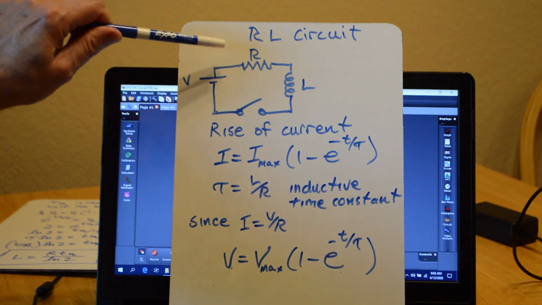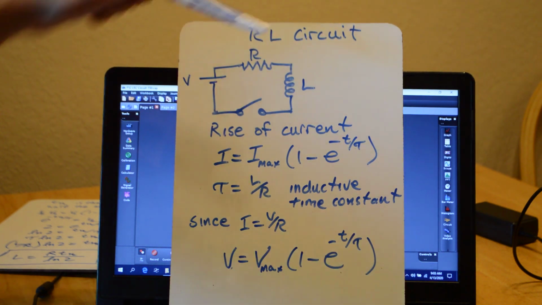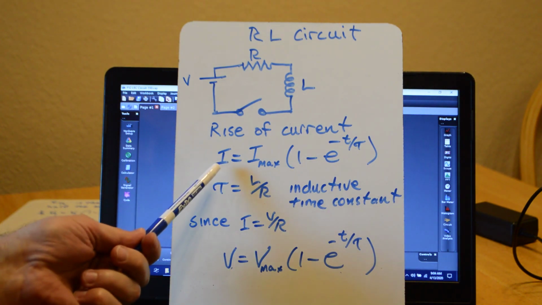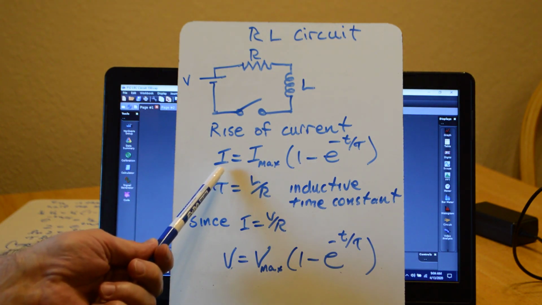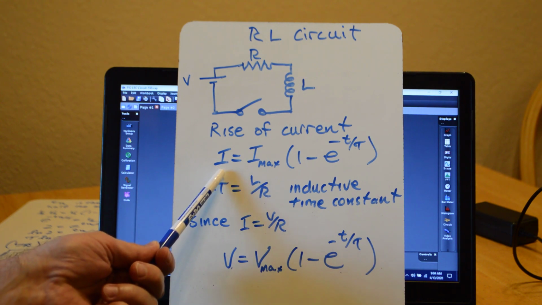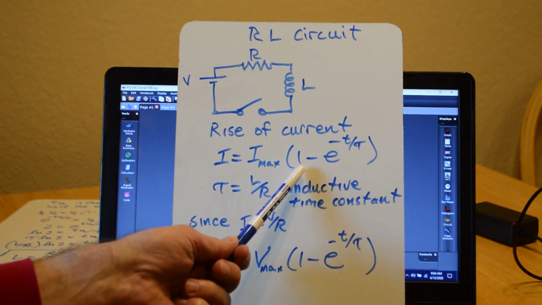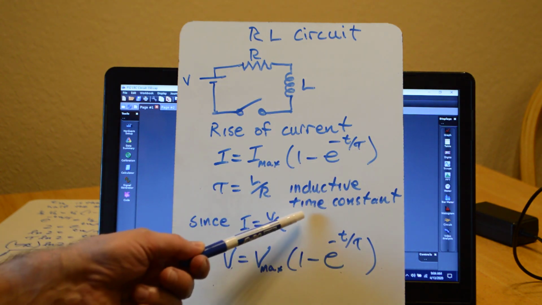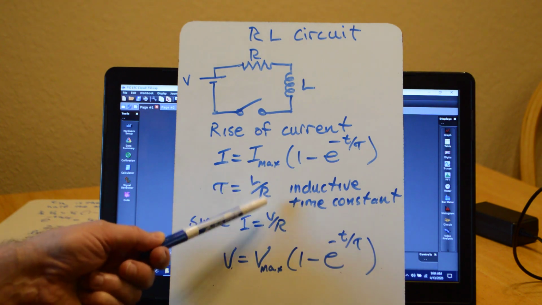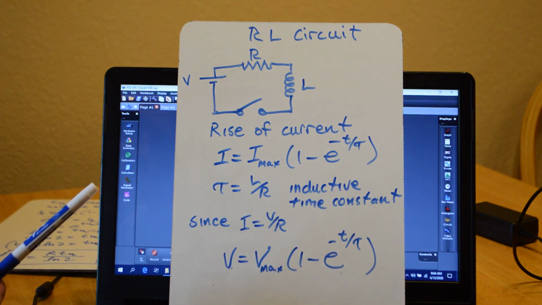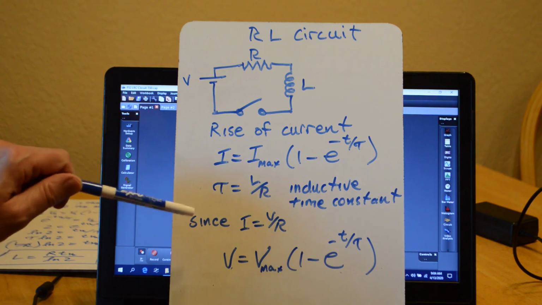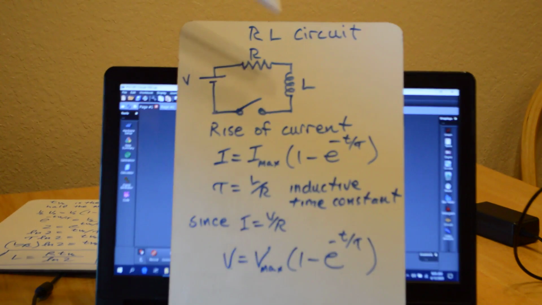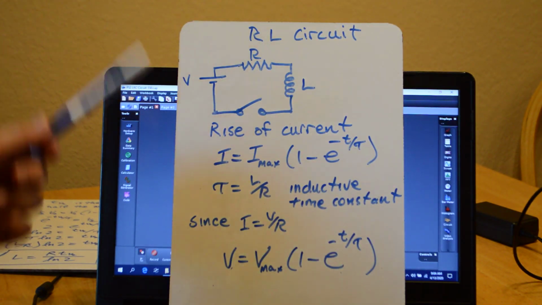As the current builds up, we get an induced EMF across the inductor, which opposes that increase. And so it takes time for the current to build up to its final value. And that's given by this equation, I equals I max times the quantity 1 minus e to the minus t over tau, where tau is called the inductive time constant, and it's equal to L over R, the inductance over the resistance. Our final value of the current will just be V over R, the resistance of the circuit, since after a long time, the inductor just acts like an ordinary wire.